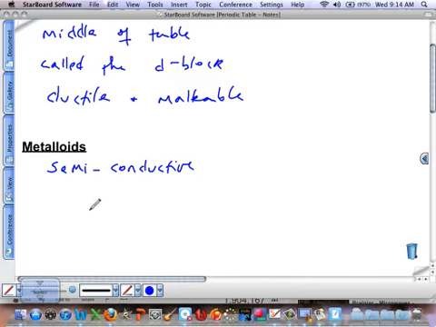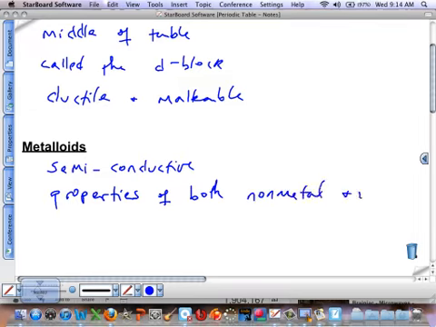Okay, so your properties: both non-metal and metal. All right, Ashley, what else do you have? They're usually brittle, somewhat shiny solids that behave as electrical insulators at room temperature.